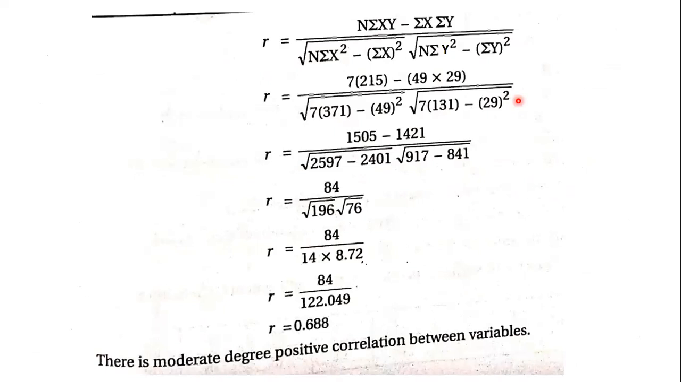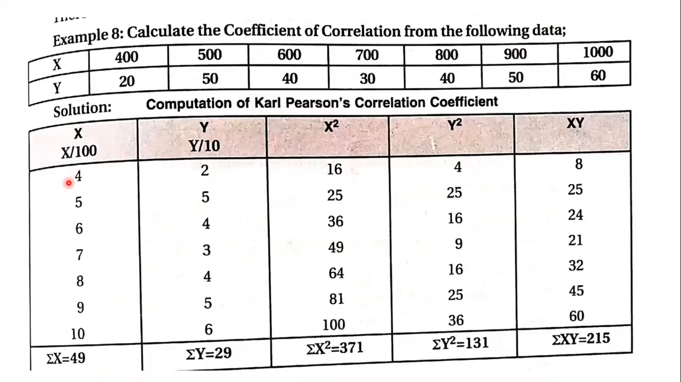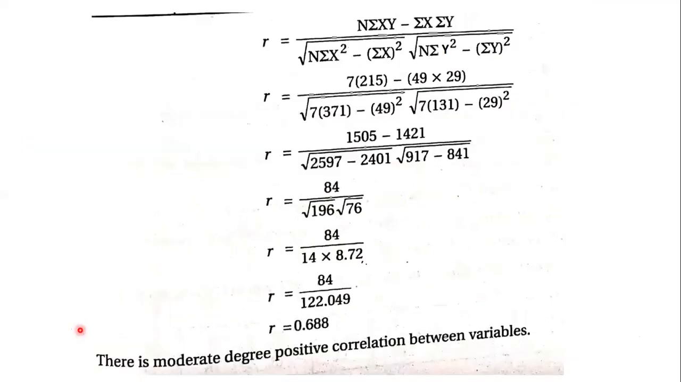Now, r is equal to n into sigma xy minus sigma x into sigma y, whole divided by square root of n into sigma x square minus sigma x whole square, again into square root of n into sigma y square minus sigma y whole square. So what is the value of n? Now if you see the data here, 1, 2, 3, 4, 5, 6, 7. So 7 is the value of n in this question.